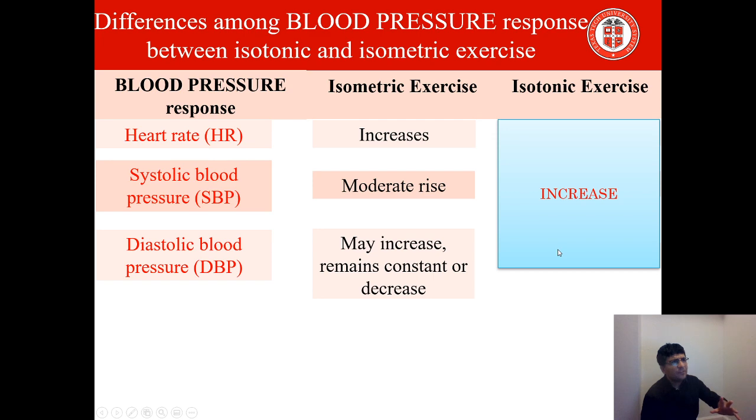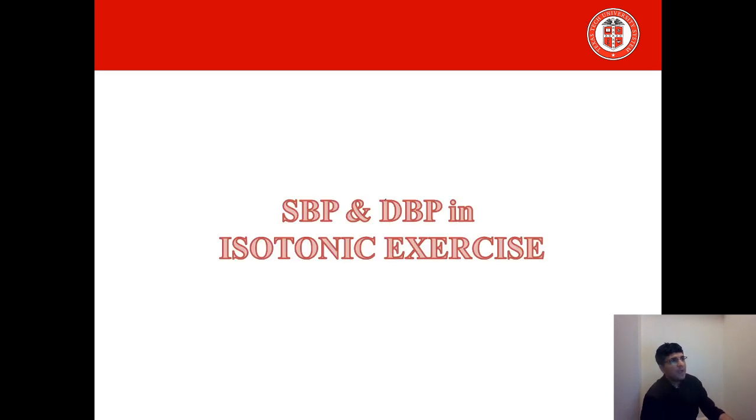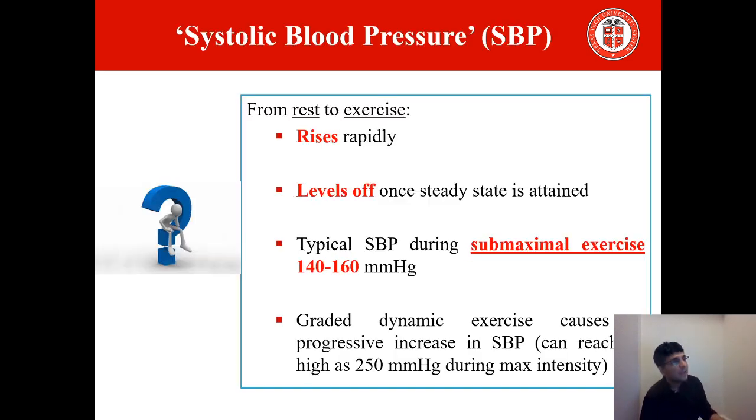I just want to summarize these changes: if you are talking about isotonic exercise, you should remember that whether it's the heart rate, systolic or diastolic, everything is going to increase. In isometric exercise, you can have varied kinds of response. Now, as I've told you earlier, out of these responses, I'm going to concentrate on the systolic and the diastolic blood pressure more, especially during isotonic exercise, because this is the exercise which we are going to perform in our lab.